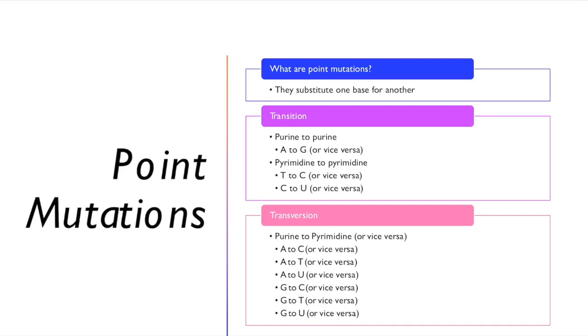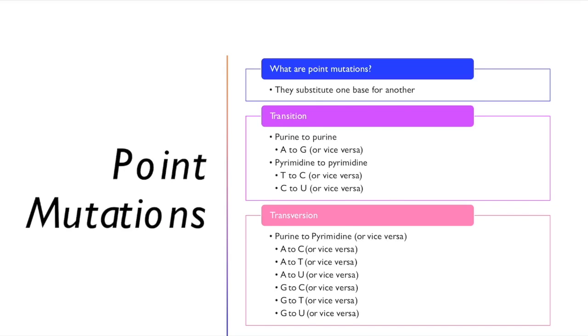Point mutations occur in the substitution of one base for another. In transition point mutations, purines are substituted for a different purine, and pyrimidines are substituted for a different pyrimidine. For example, adenine can be substituted to guanine and vice versa. In transversion point mutations, purines are substituted for a pyrimidine, and pyrimidines are substituted for a purine. For example, guanine can be substituted to cytosine and vice versa.